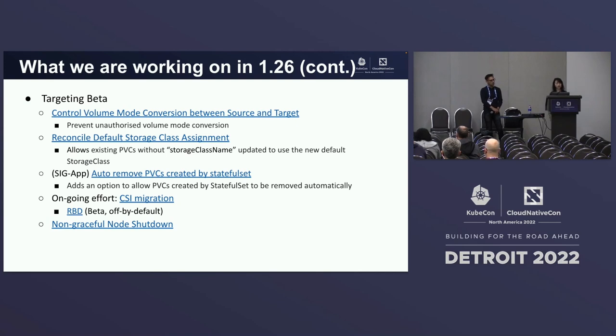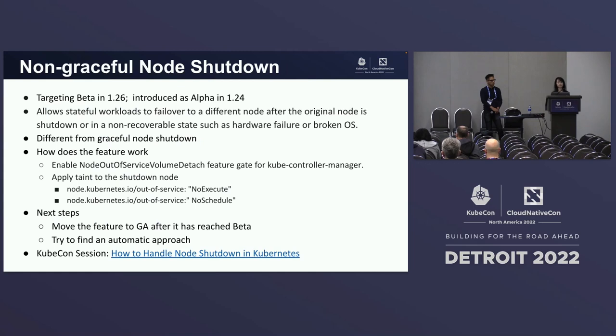And also we have a non-graceful node shutdown feature targeting beta in 1.26. This is a feature we introduced in 1.24. This allows stateful workloads to fail over to a different node after the original node is shut down non-gracefully.